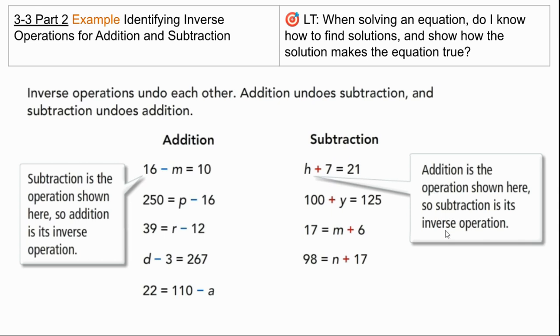On this one, addition is shown here, so subtraction is the inverse. So we look, and we're going to do what? Subtract 7, because the 7 is on the side with the variable. We're going to subtract 100 from both sides. We're going to subtract 6 from both sides. We're going to subtract 17 from both sides.